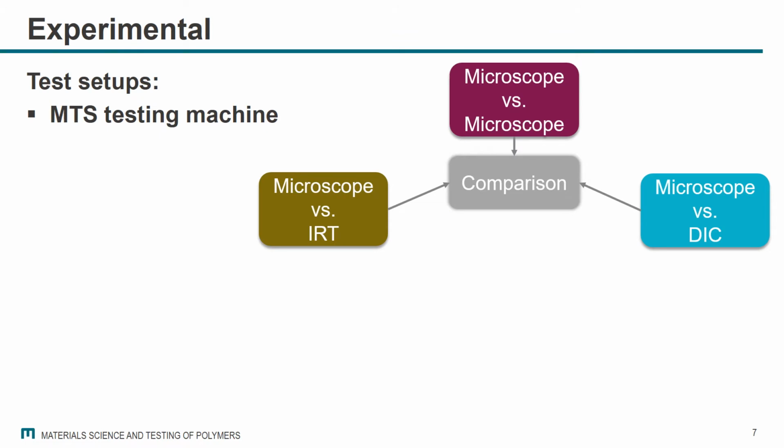Now I wanted to present the used experimental setup. For the fatigue tests, an MTS testing machine was used, and there were three setups. The first one is a microscope versus a microscope to determine a standard deviation for the measured crack length. The second one is a microscope versus infrared thermography, and the third one is a microscope versus DIC.